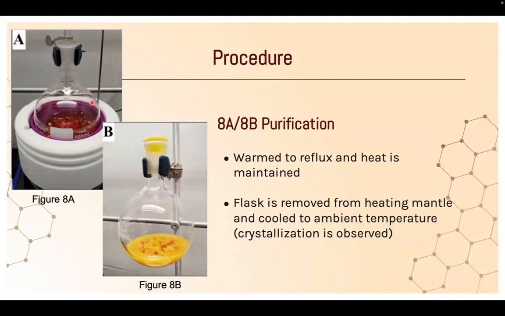A 24 by 40 plastic stopper joint wrapped with parafilm is then placed on the flask. As can be seen in this figure here, 8B, we see the plastic stopper above. The flask is then removed from the heating mantle. So this heating mantle is removed, and it's allowed to cool to ambient temperature. And at this time, crystallization has occurred, which can be seen in this figure as well, over here.